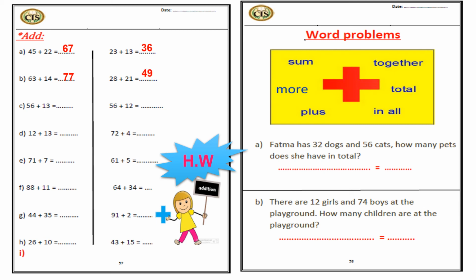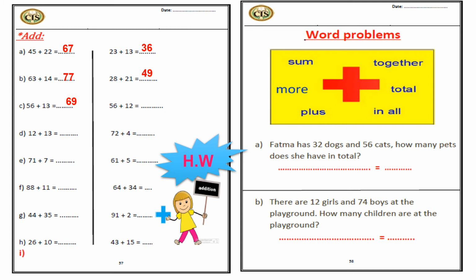In letter C we have 56 plus 13. Ones with ones, tens with tens. 6 plus 3 equals 9. And 5 plus 1 equals 6. So the sum is 69.